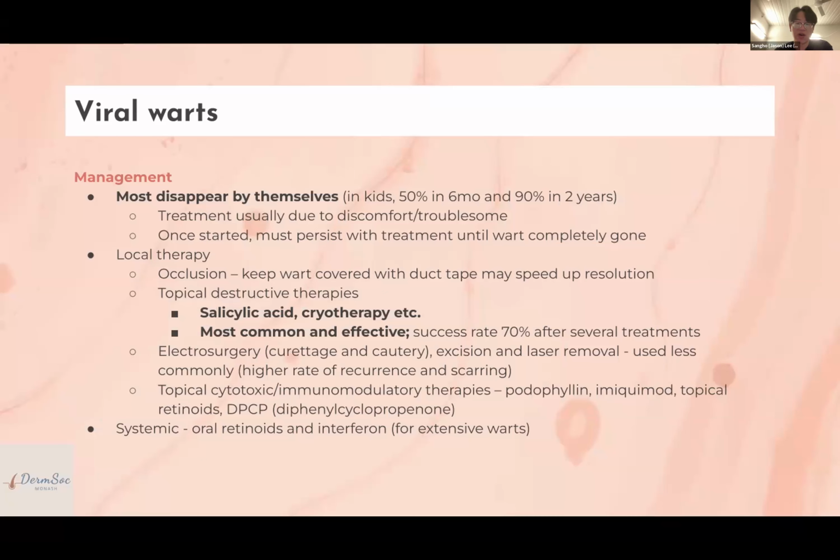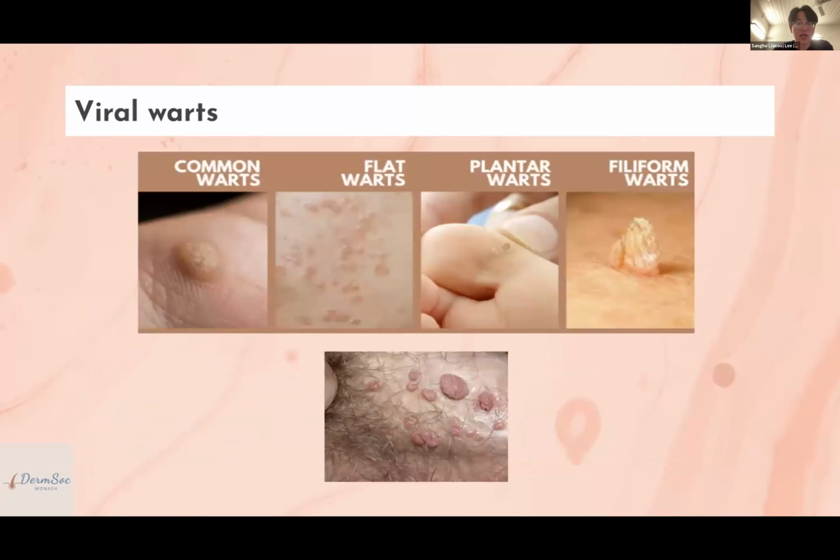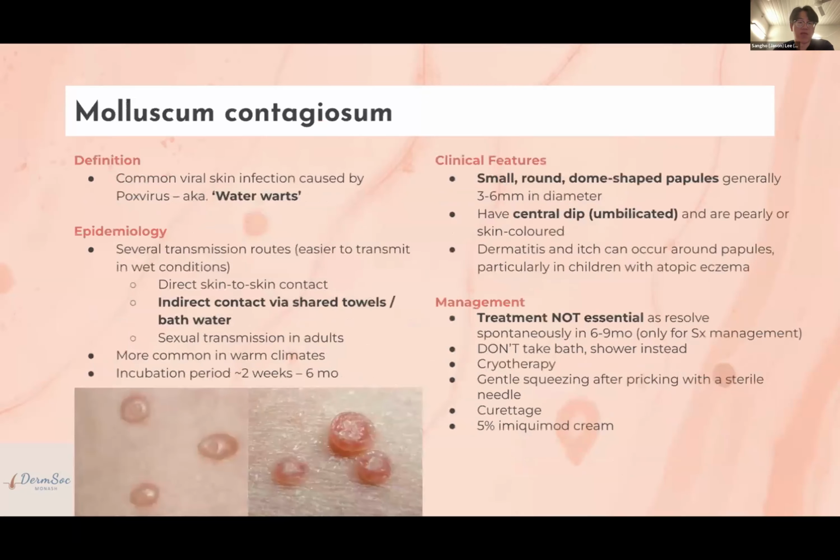Just to mention as well, with the genital warts, 90% of them are caused by the subtypes 6 and 11, but there are other subtypes which you want to keep an eye out for, since they can cause your cervical cancers.